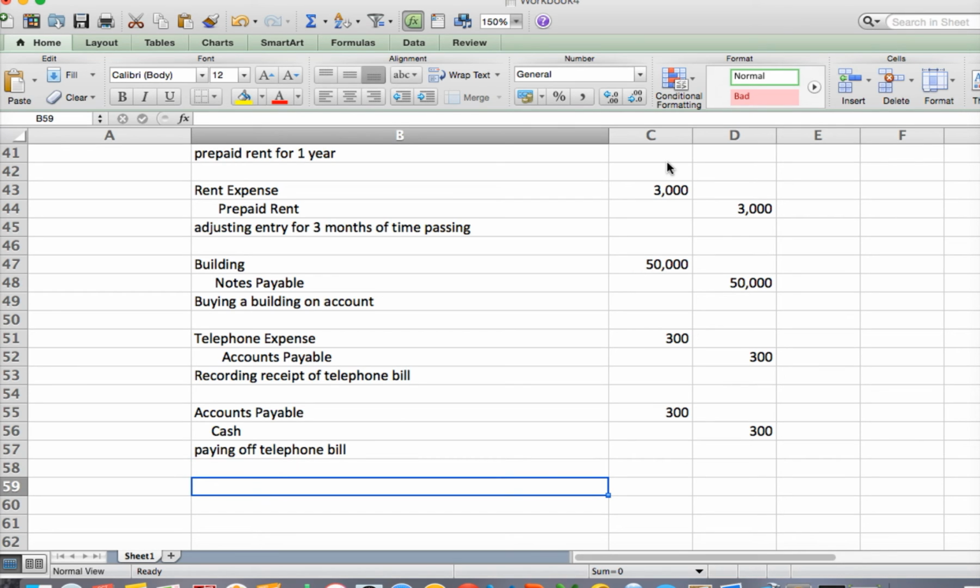So that entry there is the one that you would do when you got the bill. And that entry there is the one that you would do when you paid it off.